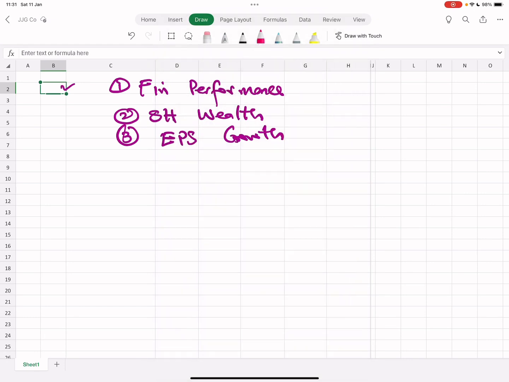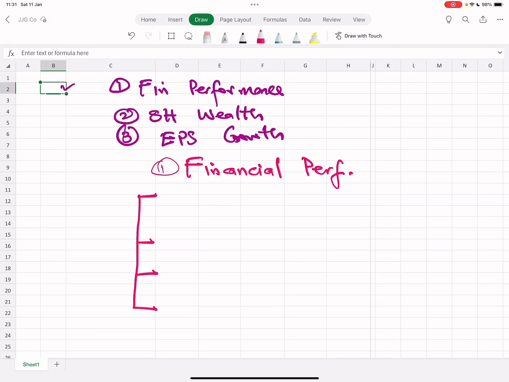Good. All right. Now, starting with the financial performance. Don't get rattled, like I always tell you. Structure is very important. Very important. Start with those 4 groups of ratios that I've given you. I told you the first one is profitability ratios.